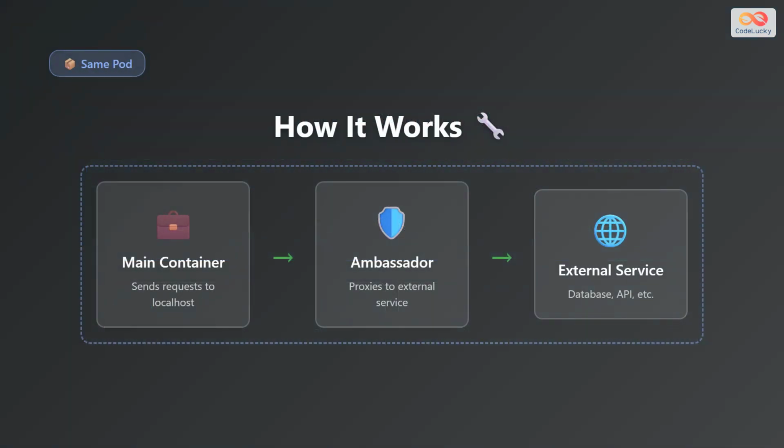Let's look at how the Ambassador pattern works in practice. All containers in a Kubernetes pod share the same network namespace, which means they can communicate via localhost. The main container sends its requests to localhost on a specific port without needing any knowledge of external services. The Ambassador container listens on that localhost port and receives these requests. It then proxies them to the actual external service, whether that's a database, an API, or any other network resource. This creates a clean separation where your application thinks it's talking to a local service, but the Ambassador is actually managing all the complex external networking.